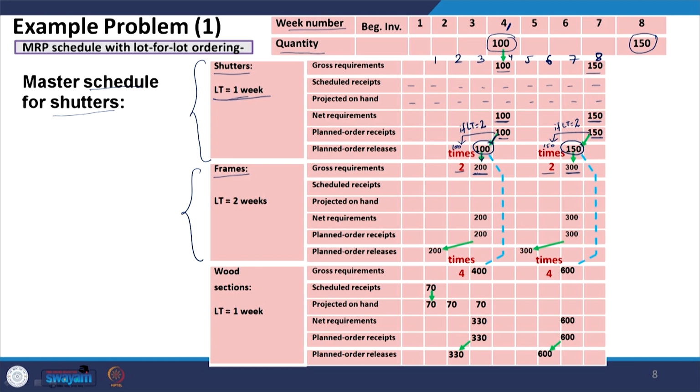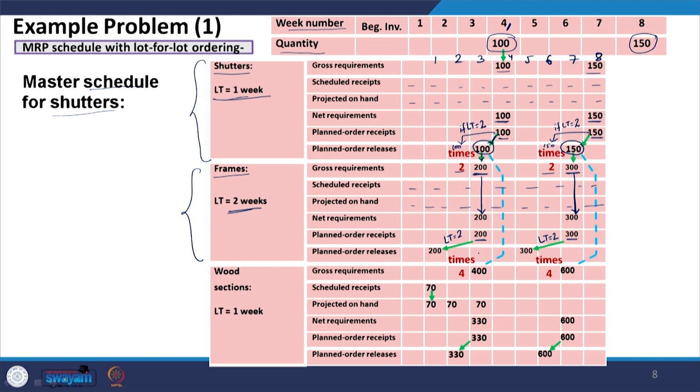Now, for making these 200, again there is no planned scheduled receipts. So, there is no projected on hand. So, net requirement is also coming directly from here and here as it is. Then the planned order receipts, I want 200 in the 3rd week and 300 on the 7th week. Now, the lead time is 2 weeks.